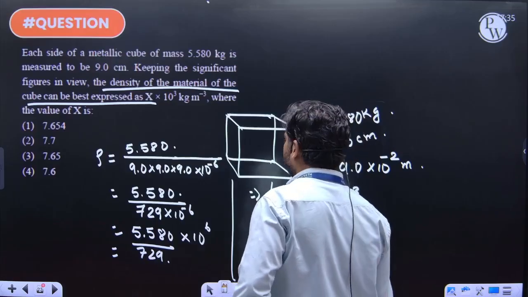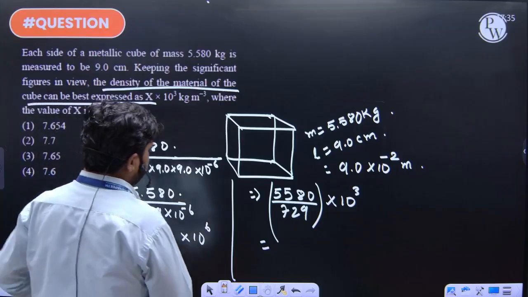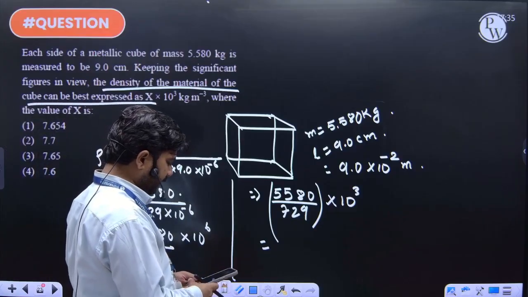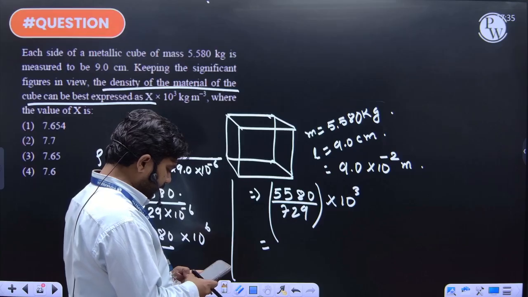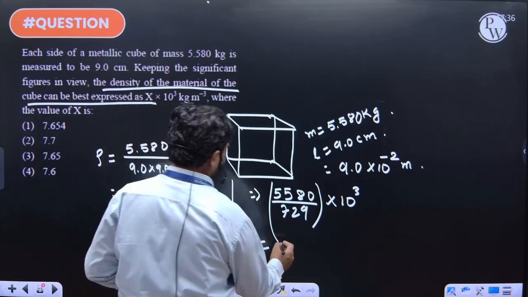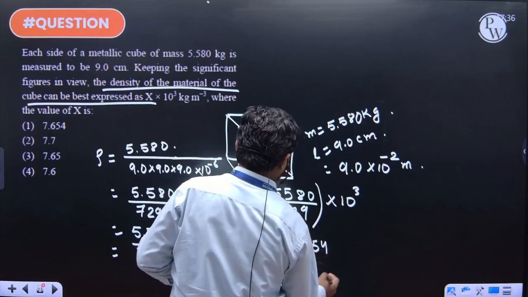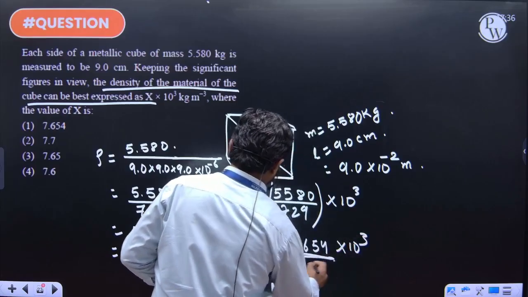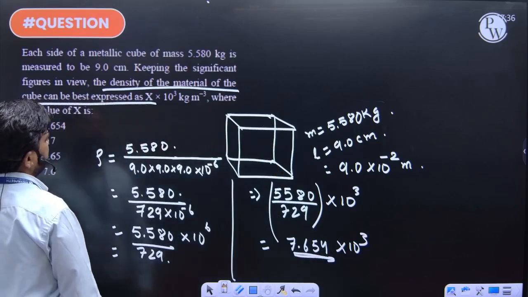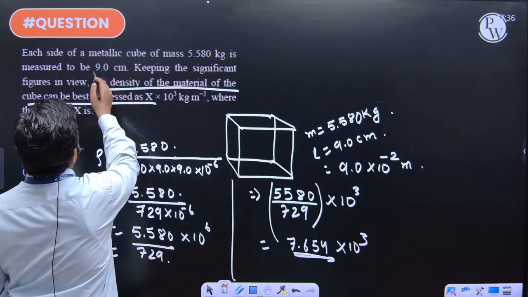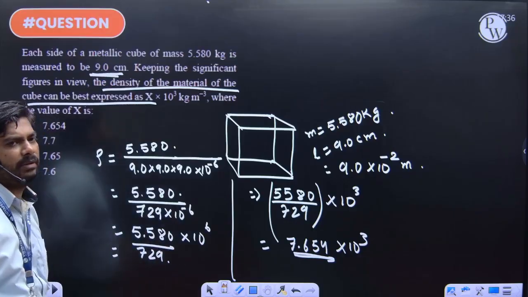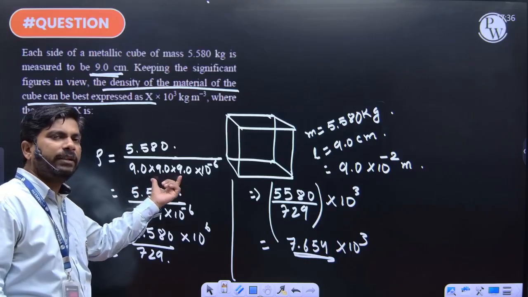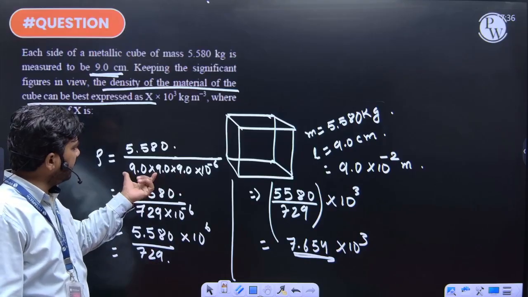So how much we are going to get? 729, 5580. So I'll just use the calculator for this one. Without calculator also you could have done it. So let me check. 5580 divided by 729, 7.654. So we are getting 7.654 into 10 power 3. So this is your significant figure. So in the answer, which has the minimum, it is 9 centimeters. So you have to take only up to 2 significant figure.